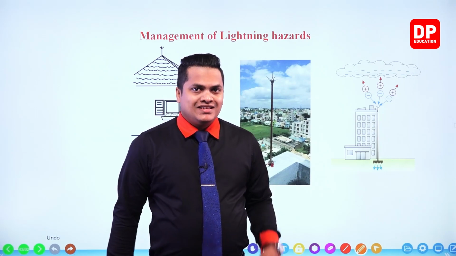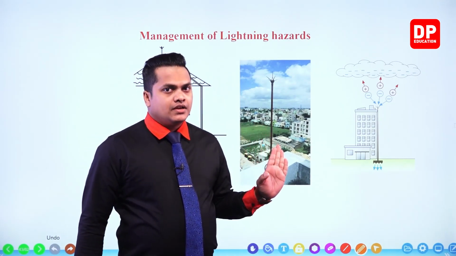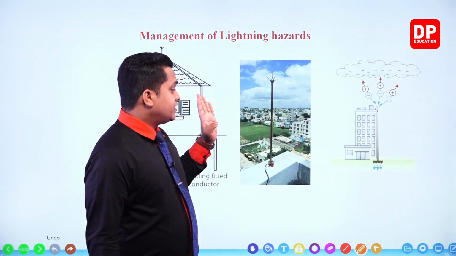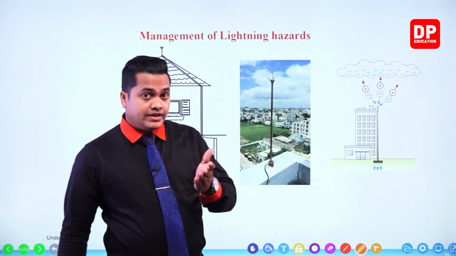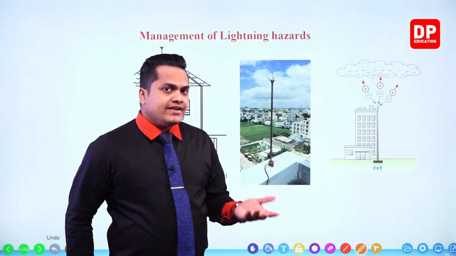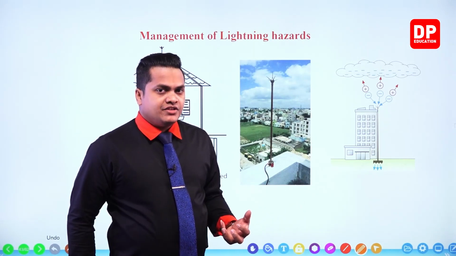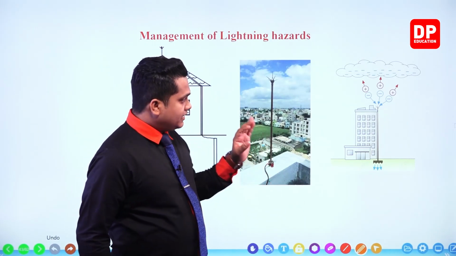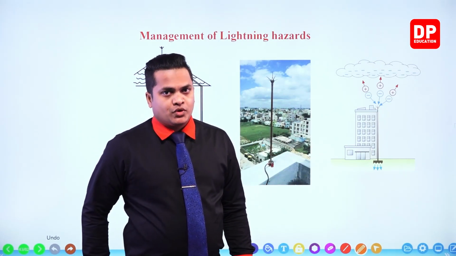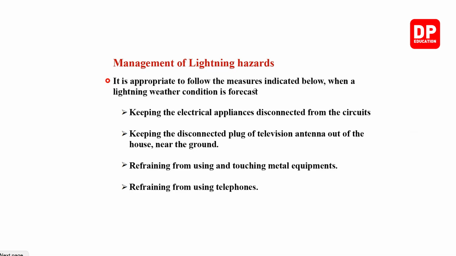So my dear children, this is the use of a lightning conductor, right? Lightning conductors can attract lightning strokes and safely these lightning strokes can be grounded like this according to the given figures. Okay, right. So the next point, it is appropriate to follow the measures indicated below when a lightning weather condition is forecast.